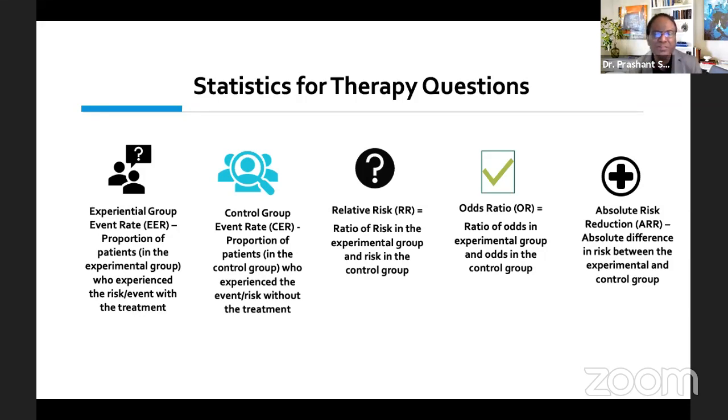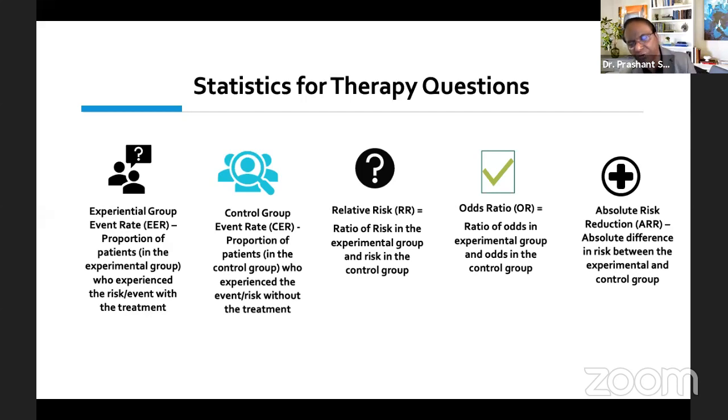Now there is a difference between risk and odds. When we calculate the risk, it is always the number of people, or the proportion of people, who experienced that event over the total number of patients. Whereas when we are calculating the odds, it will be the number of patients who experienced that event divided by the number of people who did not experience that event.